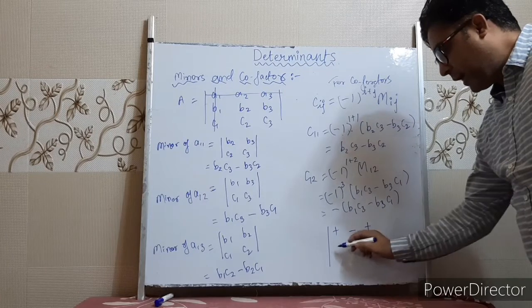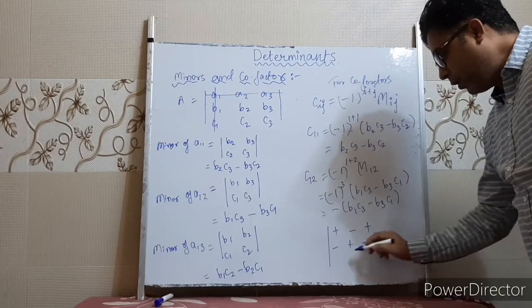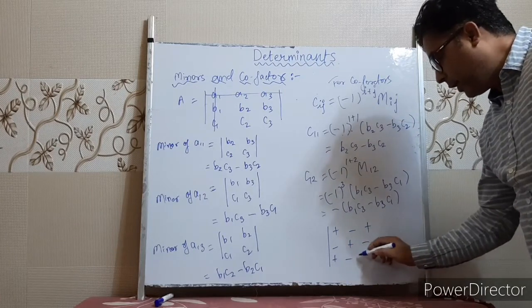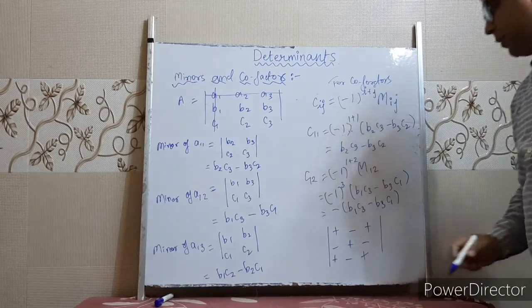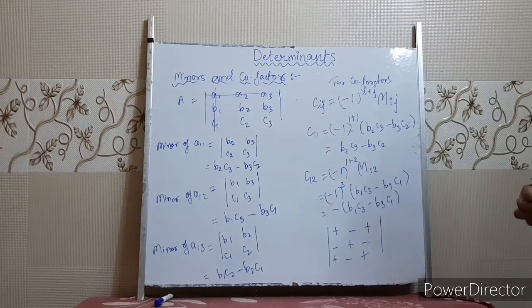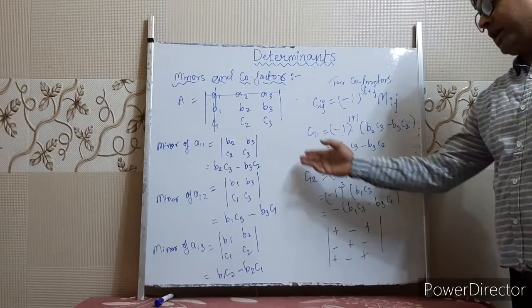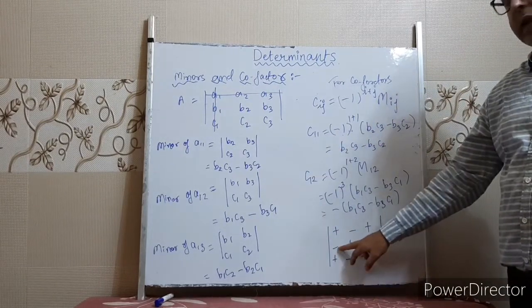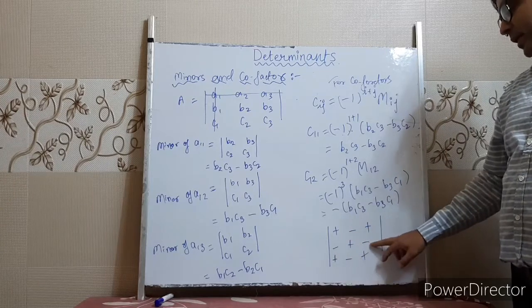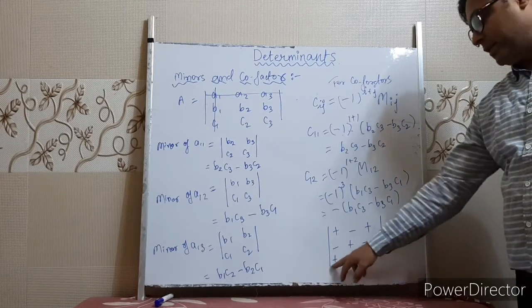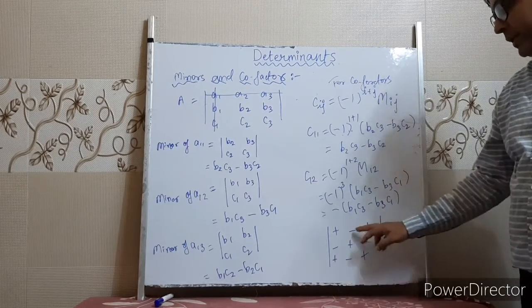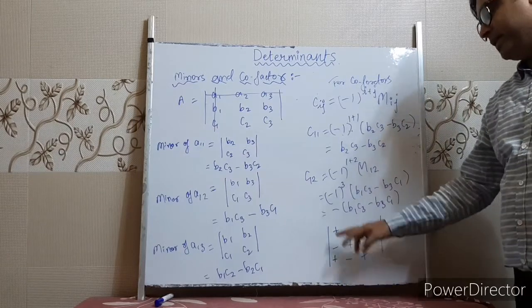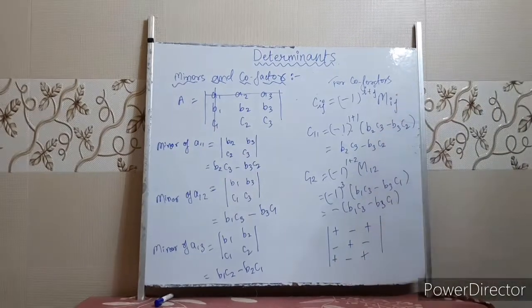For calculating cofactors, children, remember this. This is the sign criteria for a 3 by 3 determinant. Right, children? Whenever you have to find the cofactor, just calculate the minor and follow this sign. Here you are getting minus, here minus, here minus. This is the third row, second column. So these are the elements where we get minus, and the rest are all positive. Right, children? Note down, please.